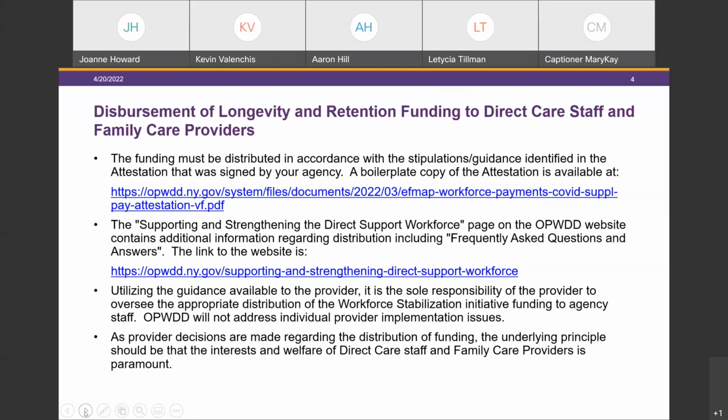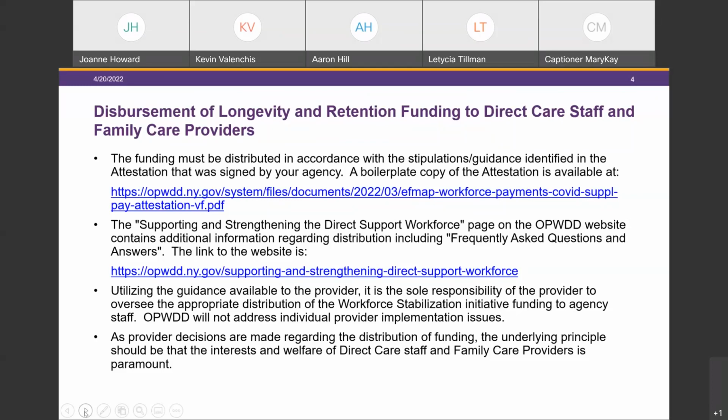And I want to stress here this particular component. Utilizing the guidance available to the provider, it is the sole responsibility of the provider to oversee the appropriate distribution of the workforce stabilization initiative funding to agency staff. OPWDD will not address individual provider implementation issues.